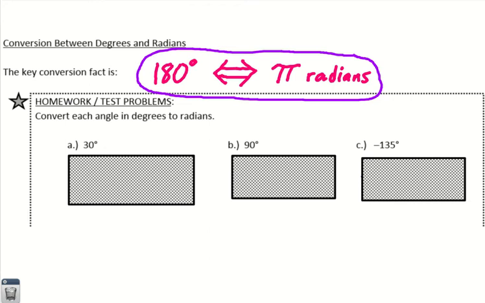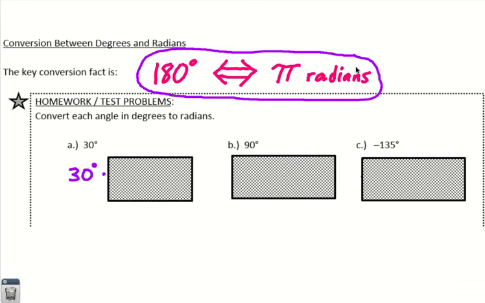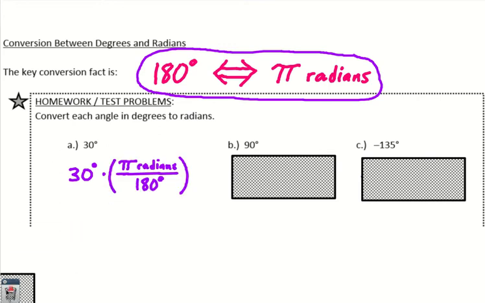So the next thing we're going to do is a few examples on converting between the two. There are going to be times here and there that we need to convert from degrees to radians or radians to degrees. So here we go: convert each angle in degrees to radians. Here's what we do. We take the fact that we know that 180 degrees is equal to pi radians, and we use that. What we're going to do is multiply by that conversion ratio as a fraction.